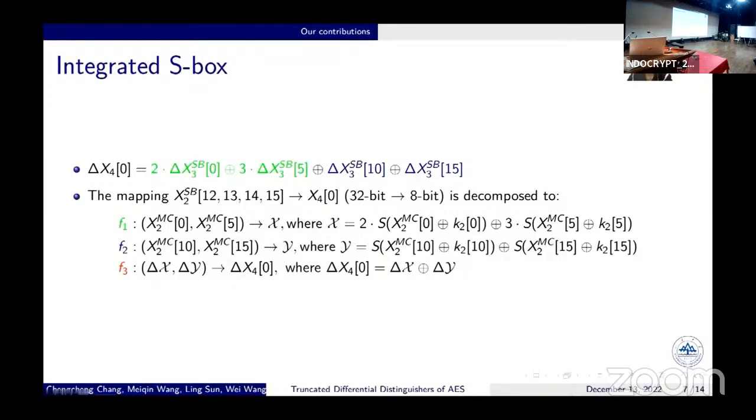For F3, the linear function, the distribution table is constructed from the top 2 tables in a similar way, and the DDT of the whole function can be obtained. Once the DDT is obtained, the corresponding probability can be deduced. The algorithm's computational complexity is approximately 2 to the power of 37.